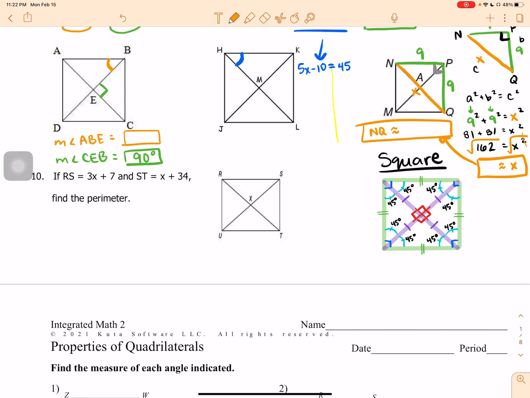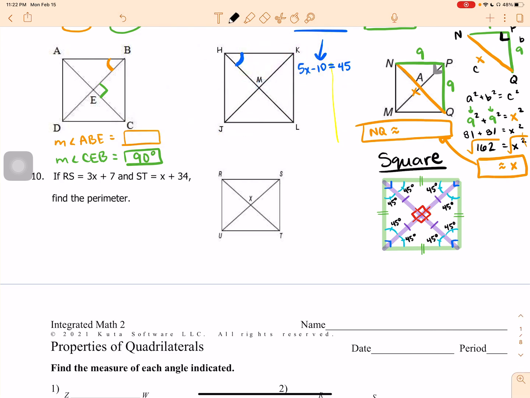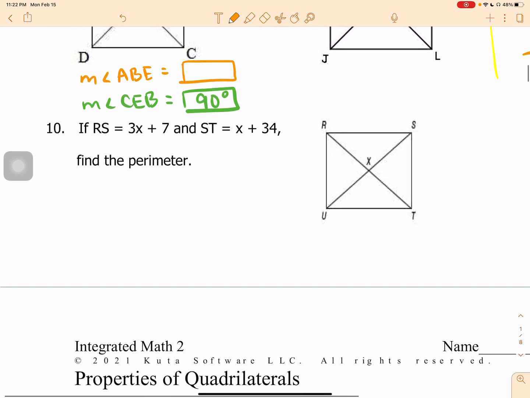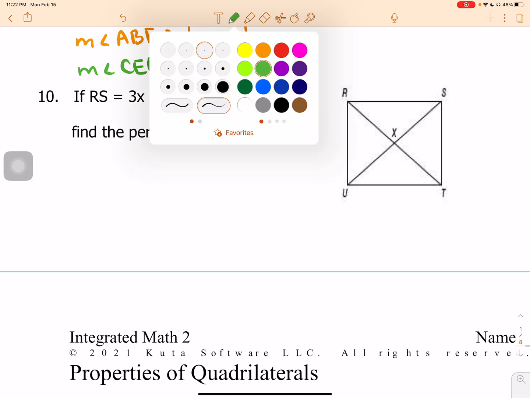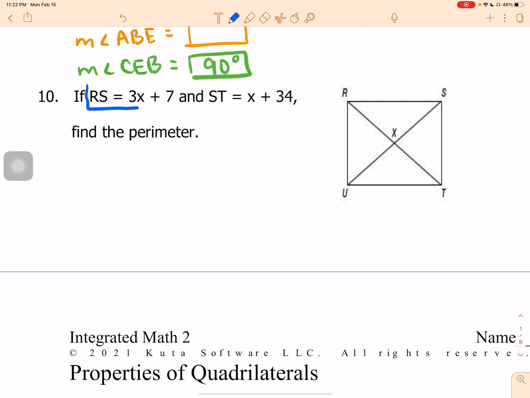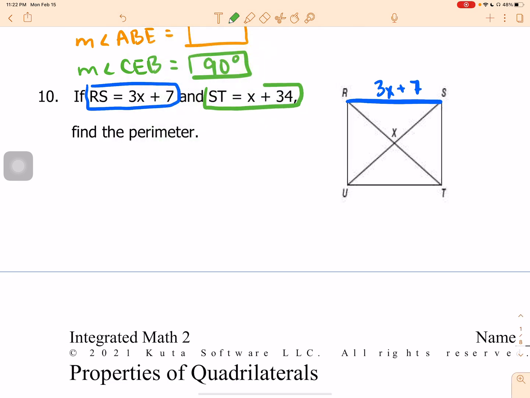All right. Oh, this one's not too bad. Okay. So here we know all the sides of a square are equal, correct? So keep that in mind. All the sides of a square are equal. So, different color than up top. Sorry, guys. Blue. Okay. RS equals 3x plus 7. Okay. And ST equals x plus 34.